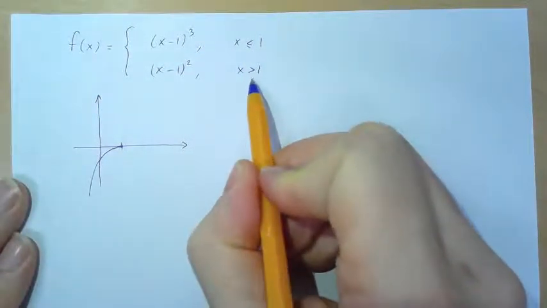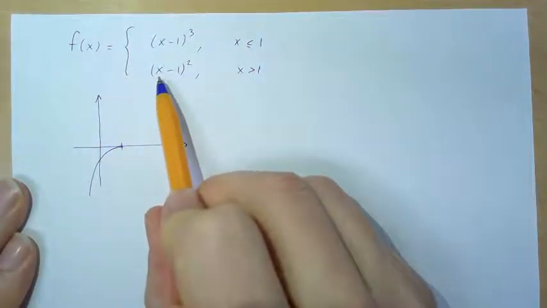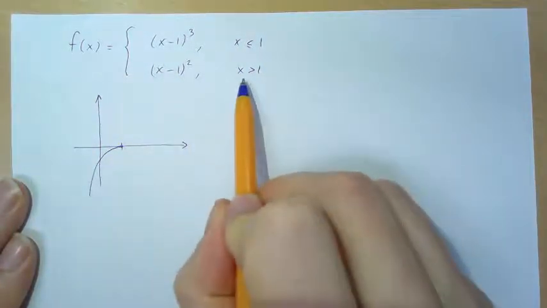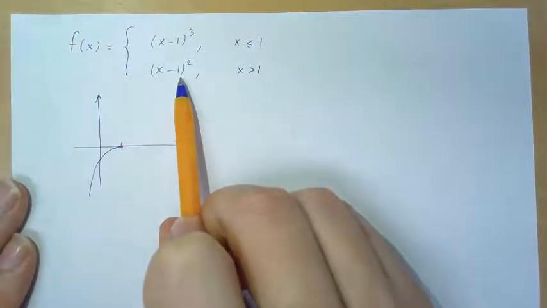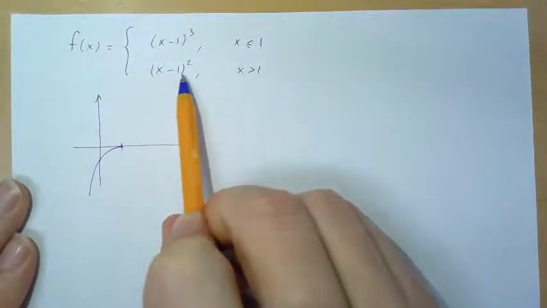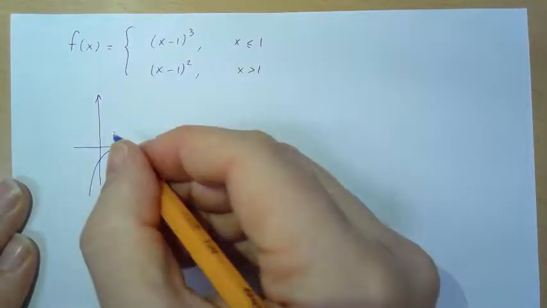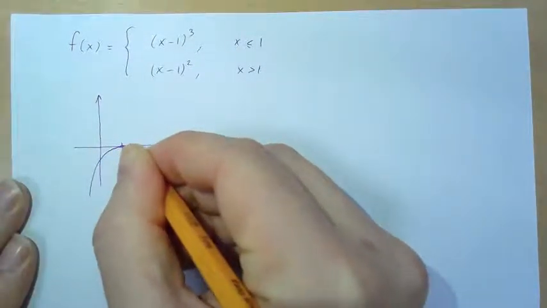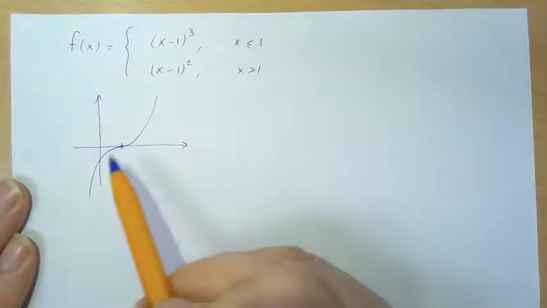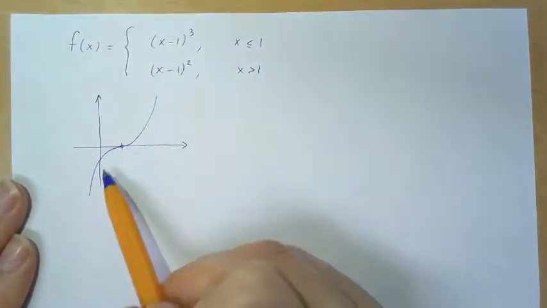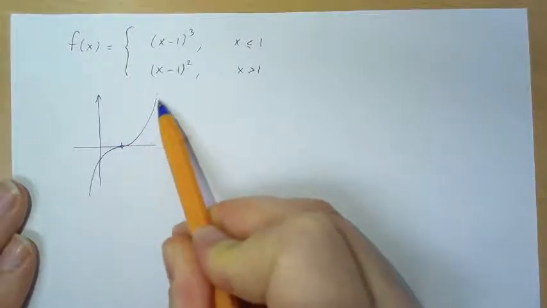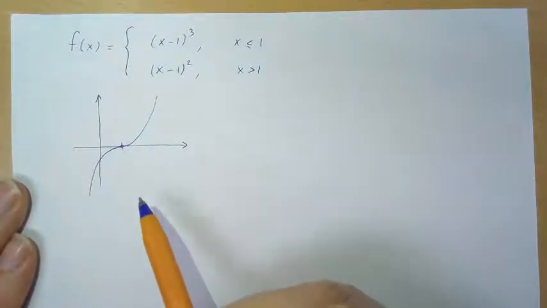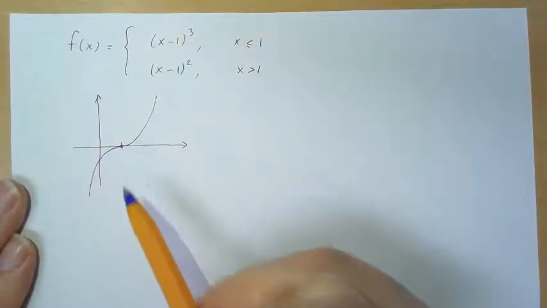And then on the right side, the second rule is f of x equals (x minus 1) squared. Once again, this is just a parent function translated one unit to the right. It's a square function, so it's a parabola like this. On my graph it looks like there's kind of a symmetry here, but this is a cubic and this is a parabola, so it's not quite the same curve.